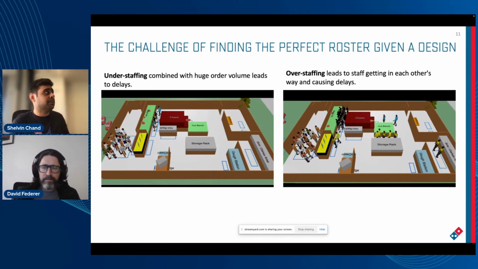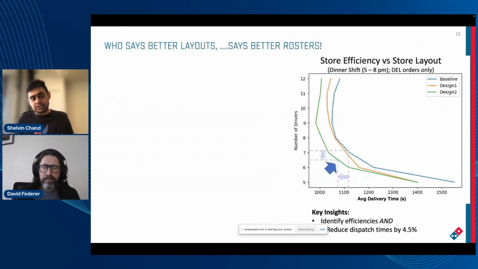And so if you think about this problem on a scale from completely understaffed to completely overstaffed, there is a sweet spot somewhere. And through AnyLogic simulation, we can figure out what sort of roster would work best for a given layout on a given shift. And just to expand a little bit more on that, we'll look into one particular case study. Essentially, when we start simulation for a new or existing store, we start with a baseline layout, which is usually the existing layout, or a layout that has been proposed by the construction team in the case of new stores. And then we try to come up with alternative layouts that could improve on that.